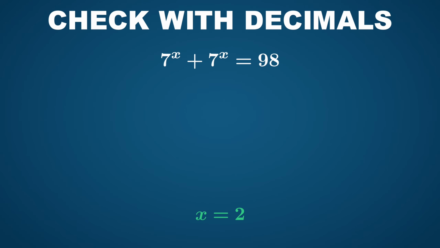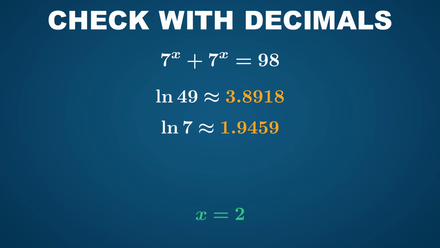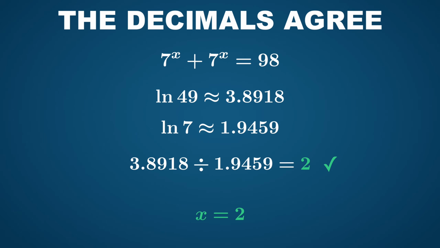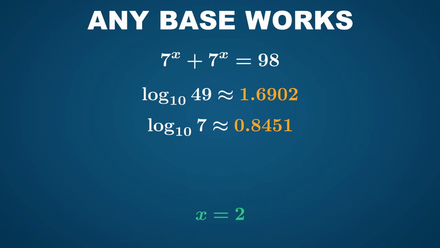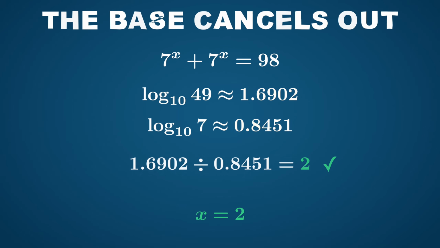We can also watch the same value appear through decimals. A calculator puts natural log of 49 near 3.8918. It puts natural log of 7 near 1.9459. Dividing those two values gives 2 on the calculator screen. The decimals agree with the algebra, which is always satisfying. The same division also works in log base 10. Log base 10 of 49 is near 1.6902. Log base 10 of 7 is near 0.8451. That division also lands on 2, since the base never changes the ratio.